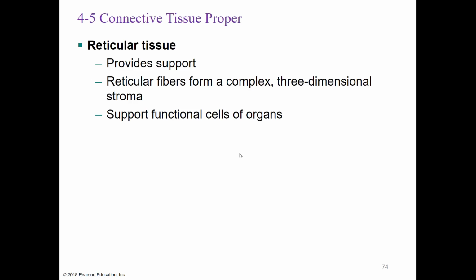Reticular tissue provides support and contains a lot of reticular fibers, which is why it's named reticular tissue. These reticular fibers will form a complex three-dimensional stroma, which means a net, and this will support cells of organs.